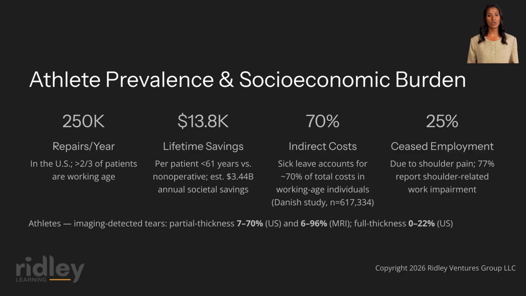Athletes are especially vulnerable to overuse tears from repetitive microtrauma, particularly in overhead sports. The 2025 JOSPT systematic review found that among athletes, the prevalence of imaging-detected partial thickness tears ranged from 7% to 70% on ultrasound and 6% to 96% on MRI, while full-thickness tears ranged from 0% to 22% on ultrasound and 0% to 11% on MRI. Those wide ranges reflect differences in sport type, competitive level, and imaging methodology, which highlights the need for sport-specific and context-specific interpretation of imaging findings.